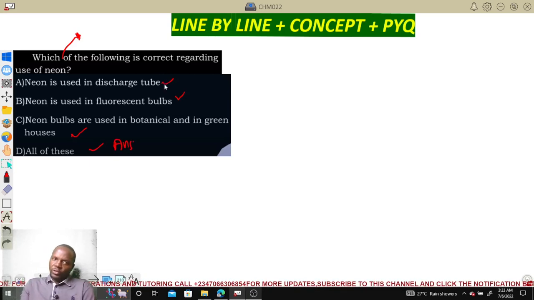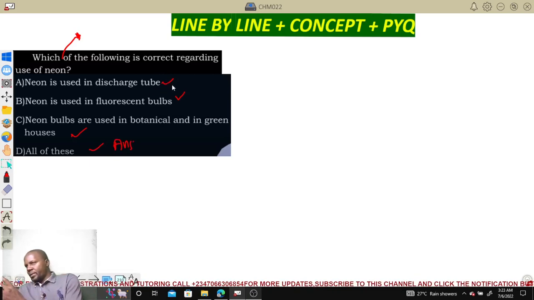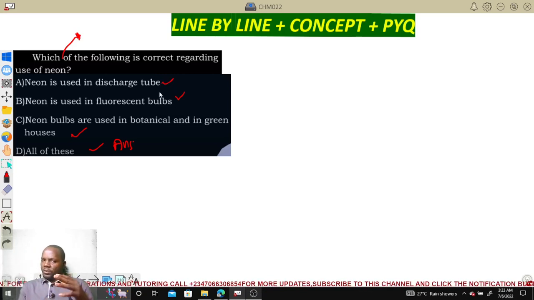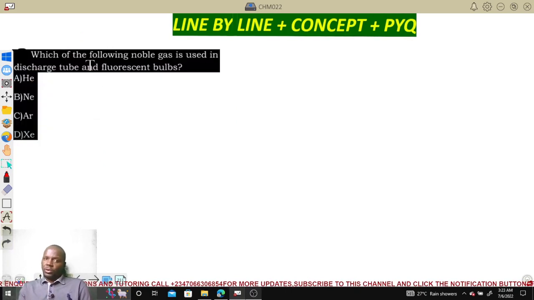Then the next one we need to talk about, we've talked about helium, neon. So the next one should be argon. So argon is basically used for welding. All these welding, electric arc welding, and stuff like that. That's the major use, which is basically what I think you guys should have learned. Which of the following is used in discharge tube? We just talked about that. Neon, right? Neon is used as that.